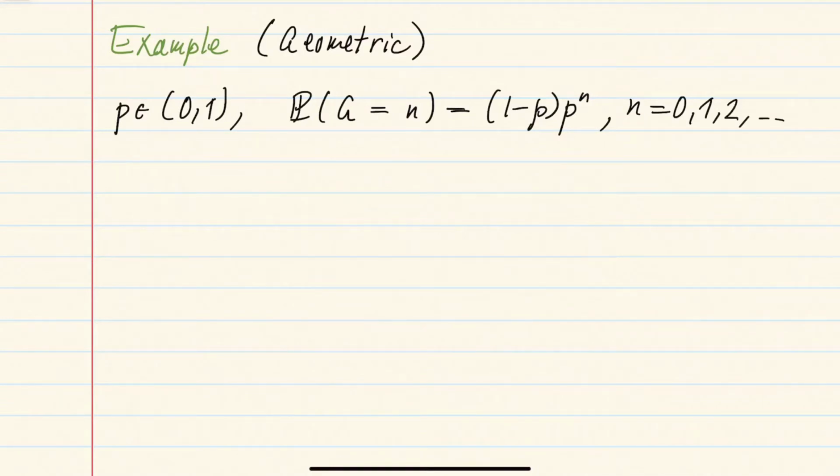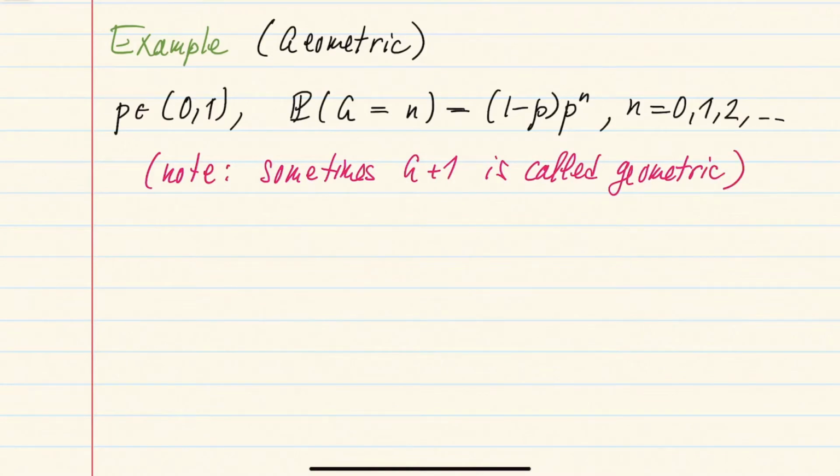So for integer n. Let me note here that sometimes g plus 1 is called a geometric random variable. So in other words, its values start at 1 rather than 0. But here we'll take this definition starting from 0. And then it's not obvious at all in this case that this distribution is infinitely divisible. For example, the sum of geometrics will not be a geometric distribution.